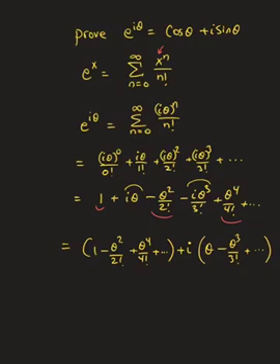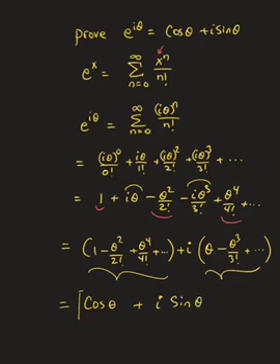Now you'll notice that the real term, 1 minus theta squared over 2 factorial plus theta to the 4th over 4 factorial, etc., is just the Maclaurin expansion for cosine of theta. And then plus i, and then this term right here, theta minus theta cubed over 3 factorial, etc., is the Maclaurin expansion for sine of theta. So we'll have plus i sine of theta, and the proof is complete.